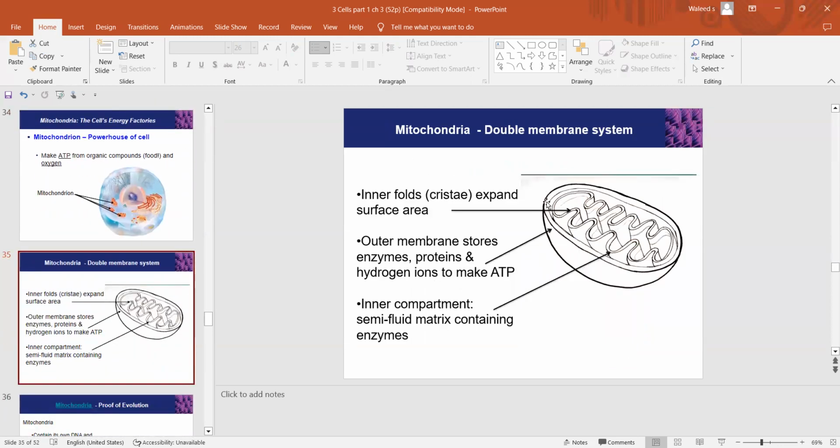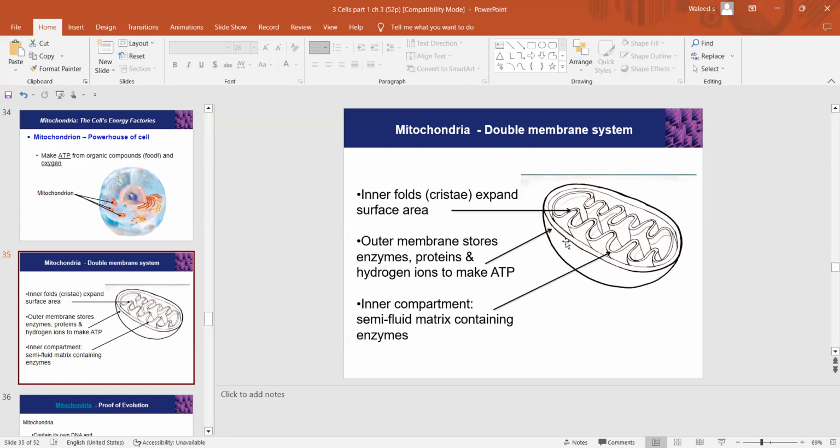So here is the mitochondria. It looks bean shaped like this. And there is a membrane outside, and there is another membrane, a folding membrane, inside. Two membranes. The inner one, the folding, is called cristae. Look at this cristae. This is the inner one.